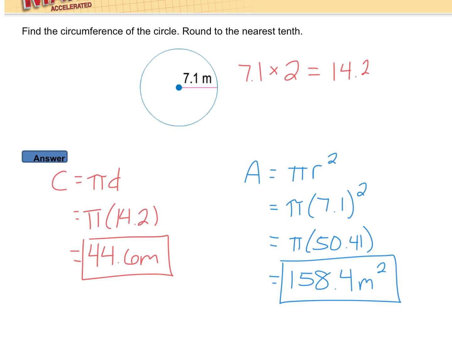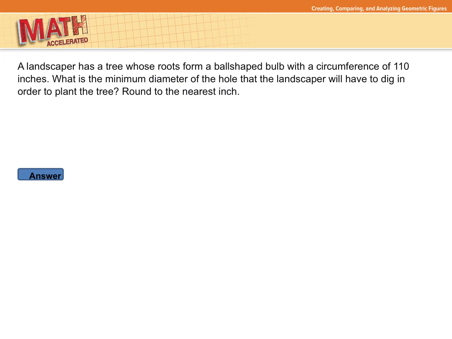All right, look at that last example. It says a landscaper has a tree whose roots form a ball-shaped bulb with a circumference of 110 inches. What's the only thing that I care about in that whole sentence? 110 inches. What is it? Circumference. Yep, circumference equals 110 inches. Do I ever have to read that sentence again? No, I got what I needed.